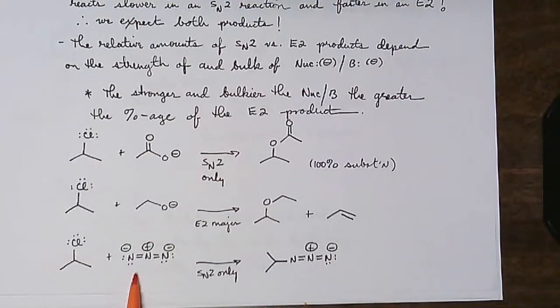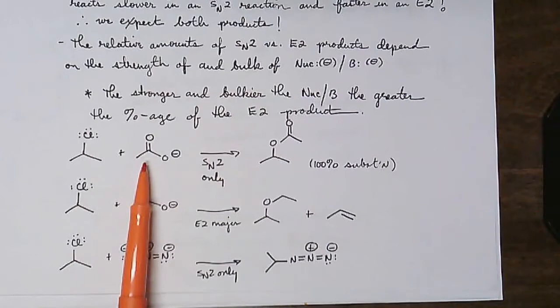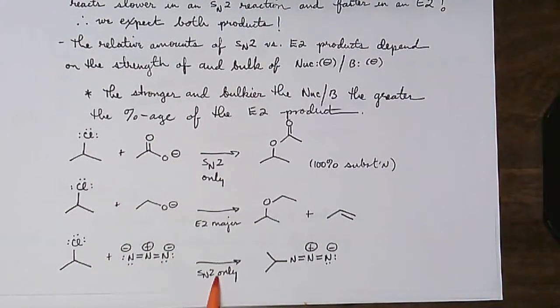If we use azide ion, which is a bullet nucleophile, it's linear and it has a negative charge, it's a really good nucleophile, and it's also a weak base. The pKa of the conjugate acid, hydrazoic acid, is 4.6. Similar to the pKa of acetic acid, 4.76, we would expect only SN2.